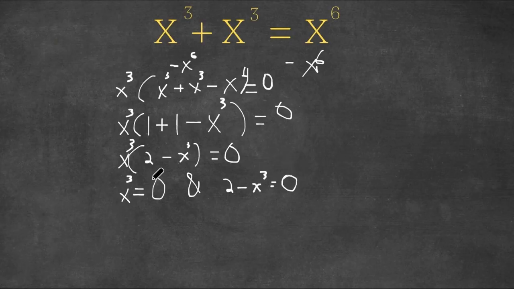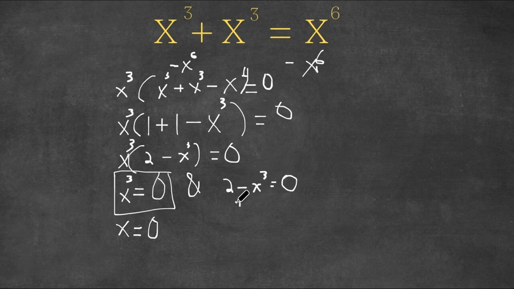All right, so now let's solve our first equation here. We have x to the power of 3 equals 0. Well, what to the power of 3 equals 0? 0. 0 is the only number to the power of 3 that equals 0. So our first solution is x equals 0. All right, so now let's solve this one.